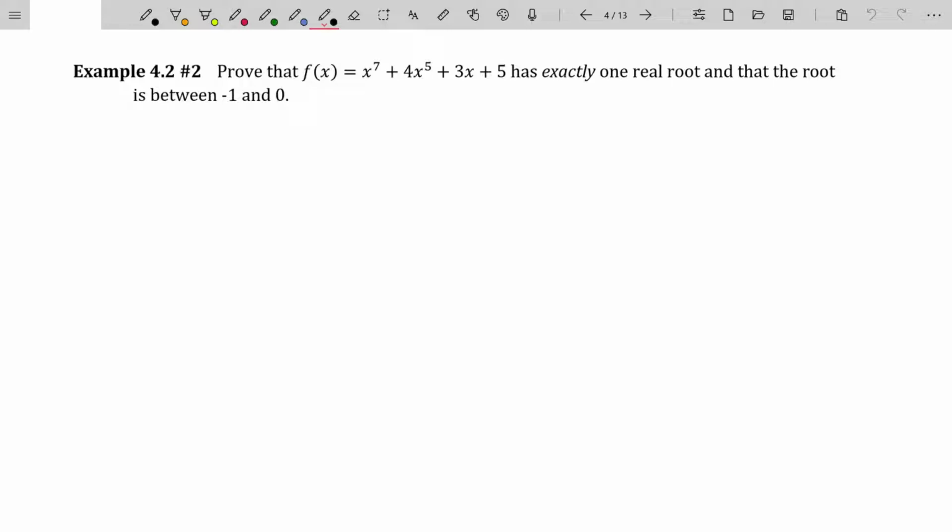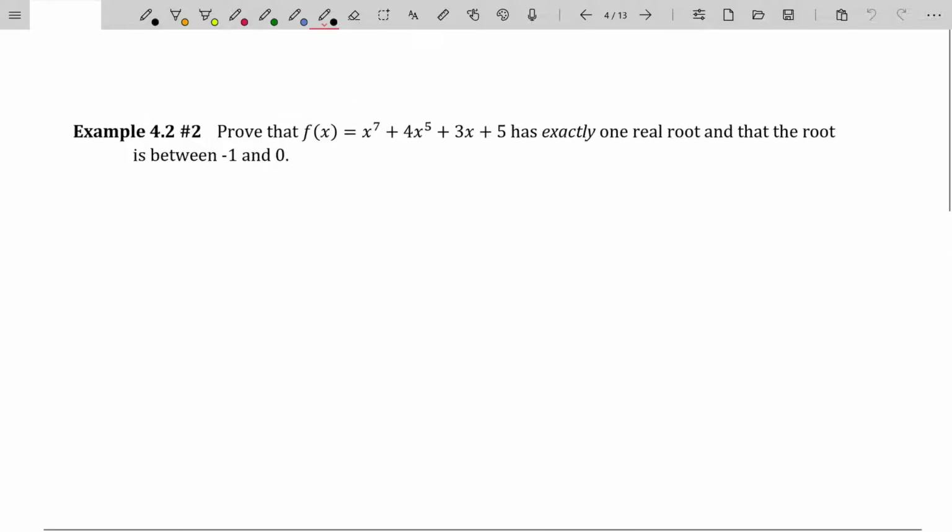Now we get to the real reason why I love Rolle's theorem. Rolle's theorem has a few really cool uses, but this is probably one of the best uses, is to prove that a function has exactly one real root, or an equation has exactly one real root, or something like that. So let's talk about how this is done.